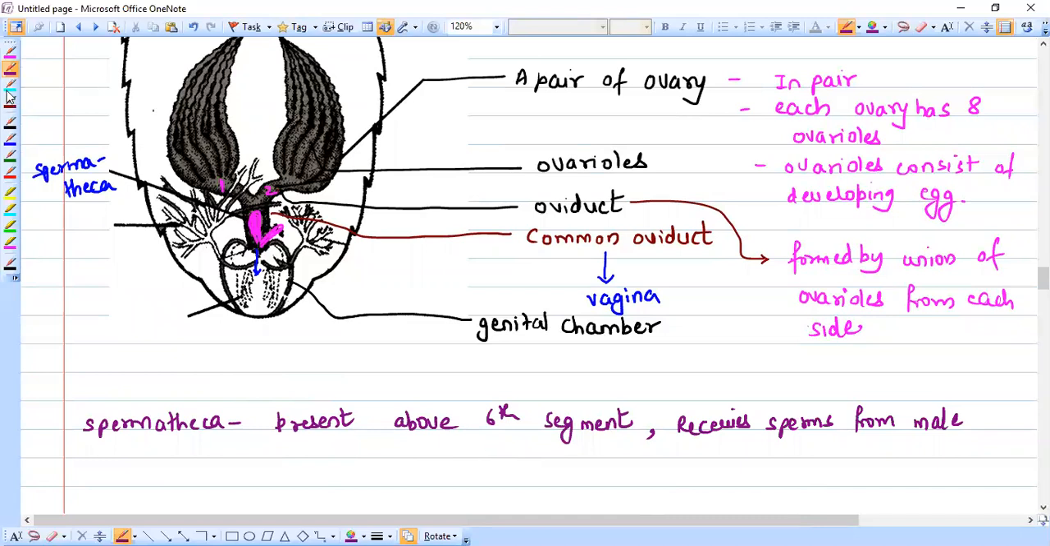Now these branches that you can see here are very important branches. Basically these branches are called collateral glands.